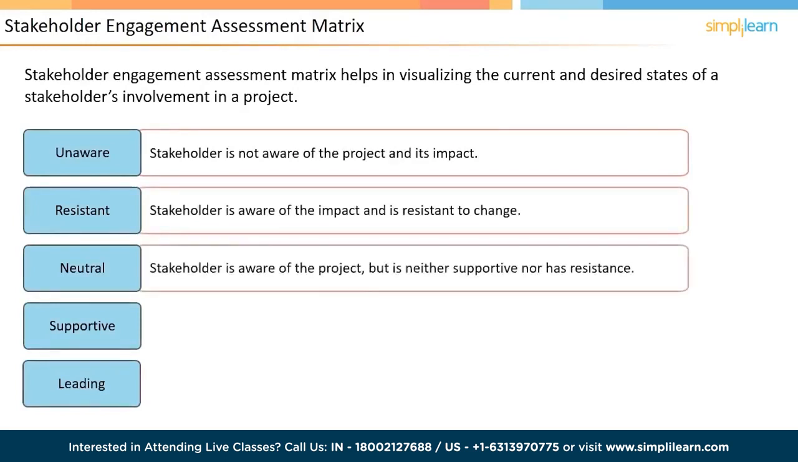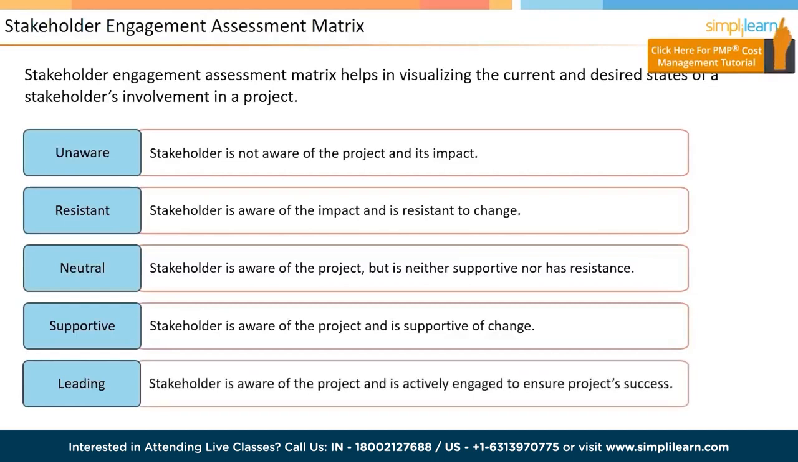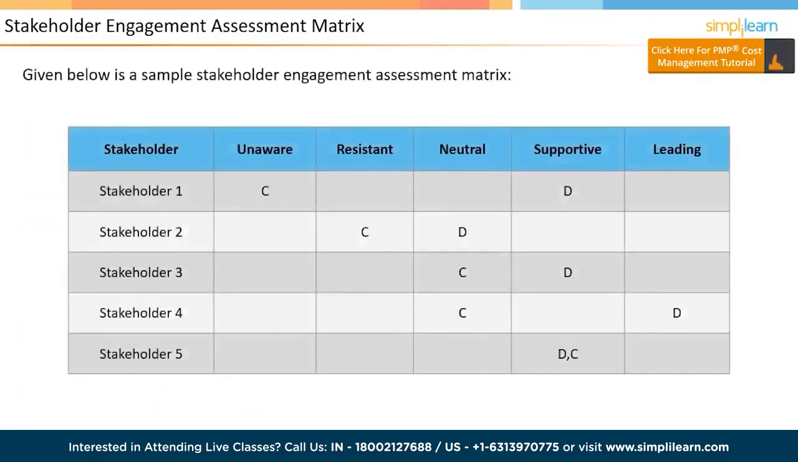Neutral is where the stakeholder is aware of the project and is neither supportive nor in opposition to the project. Supportive is where the stakeholder is aware of the project and its impact and is supportive of the change. Leading is where the stakeholder is aware of the project and impacts and is actively engaged to ensure that the project is successful. Let us now look at the matrix.